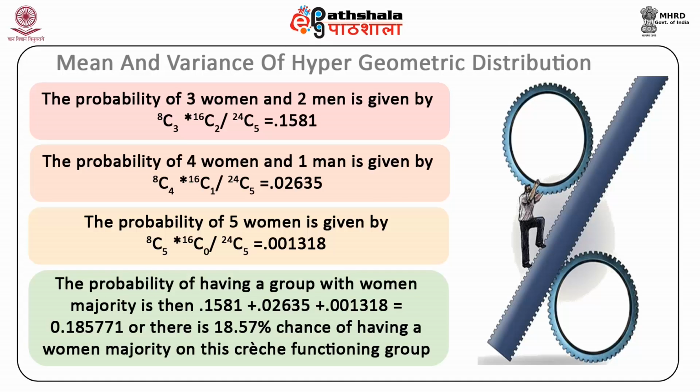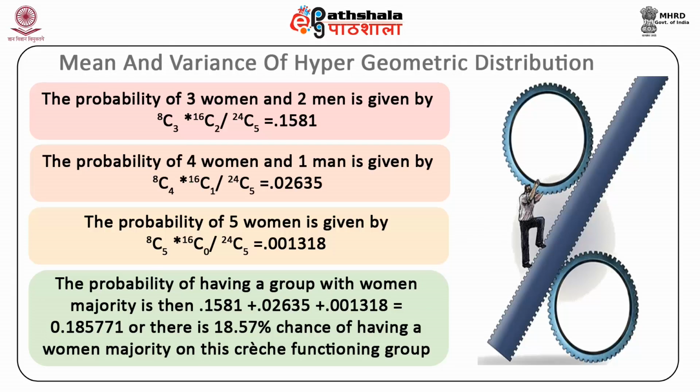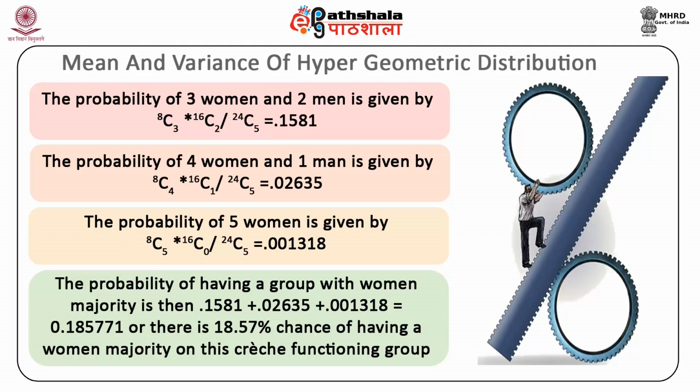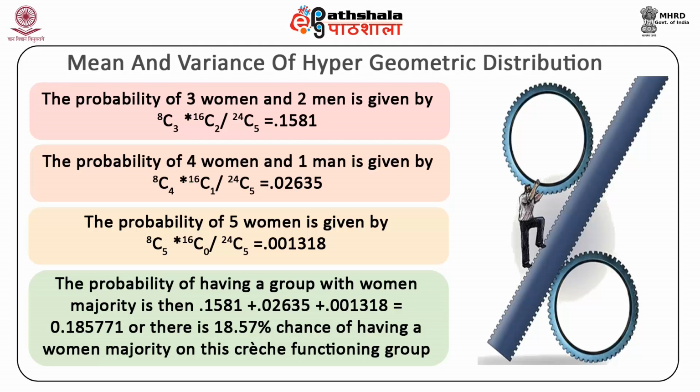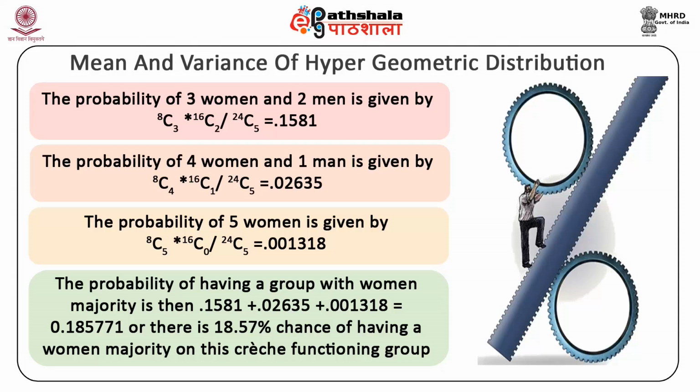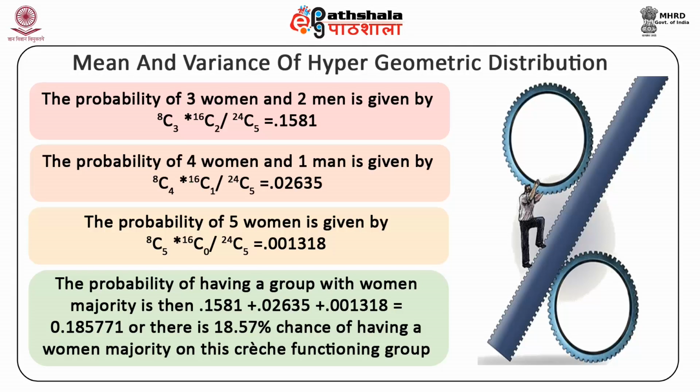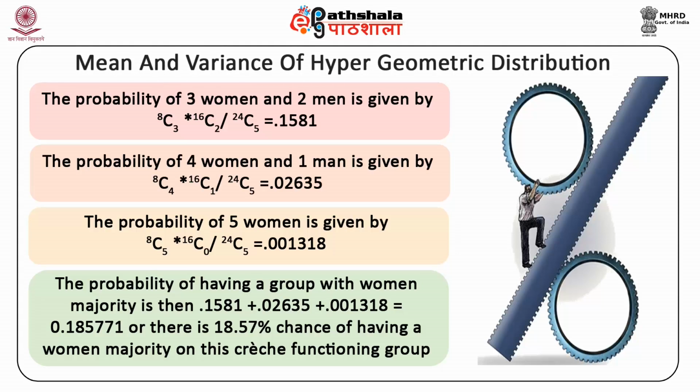The probability of having a group with women majority is then given by 0.1581 plus 0.02635 plus 0.001318. The sum total is now equal to 0.185771, or there is an 18.57% chance of having a woman majority on this crèche functioning group.